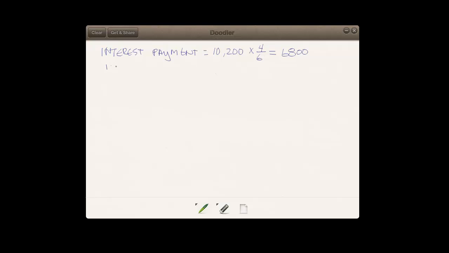Now the discount on bonds amortization we had calculated was $595 for 6 months, but since we only need 4 months, we can multiply it by 4/6 to arrive at $396.67.